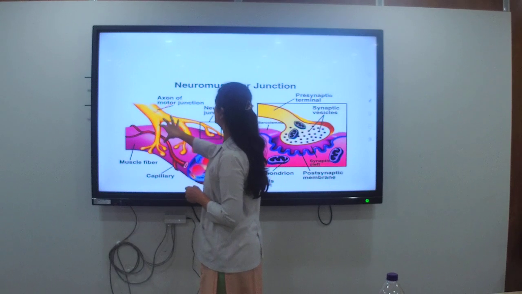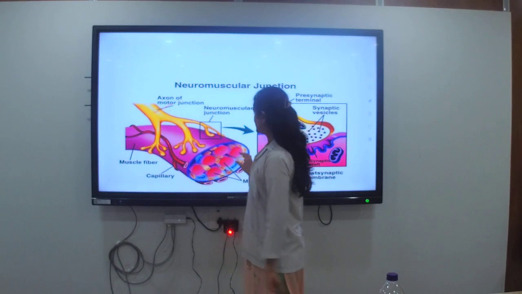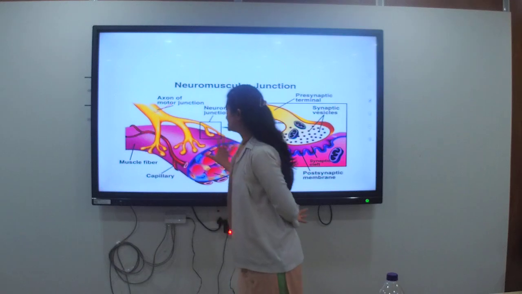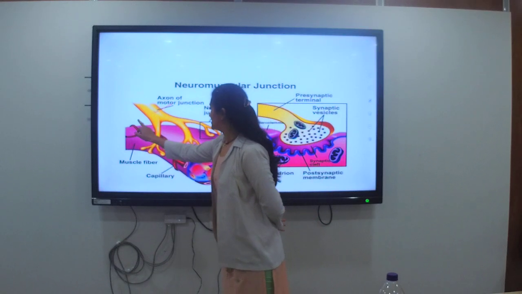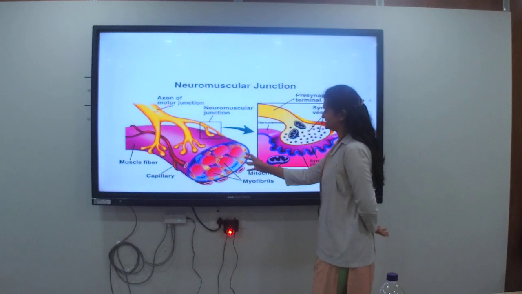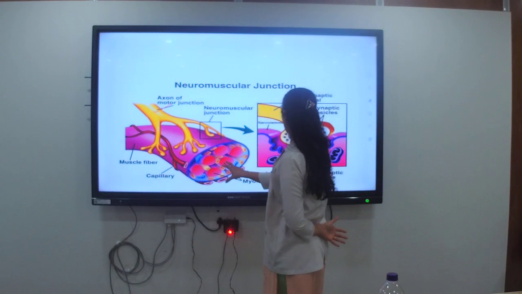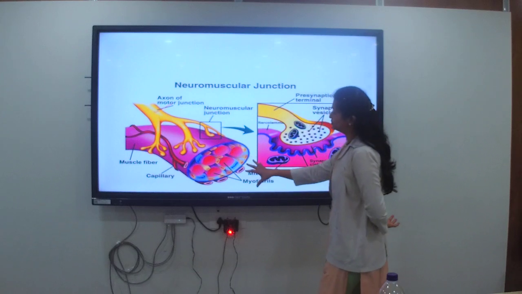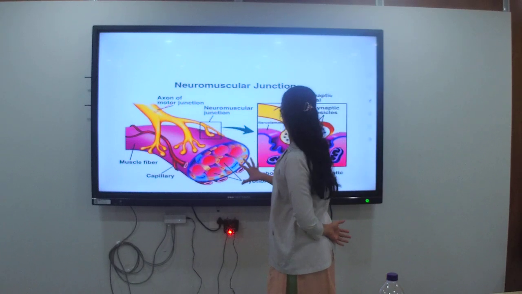Of the motor junction. This is the nerve, and the whole thing is your muscle. The red ones are your capillaries, and this is the case of the muscle. You can see the inner parts of the muscle, mitochondria or myofibrils. So here you can see how the nerve has been connected to the muscle.